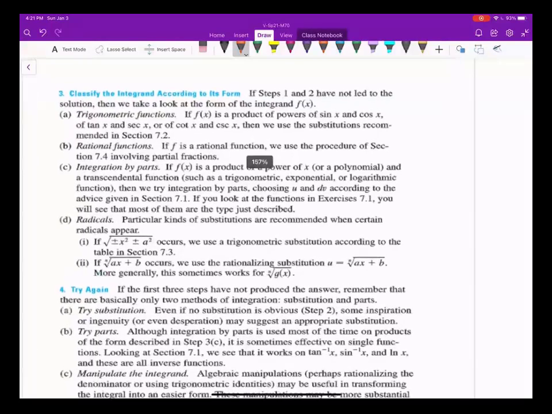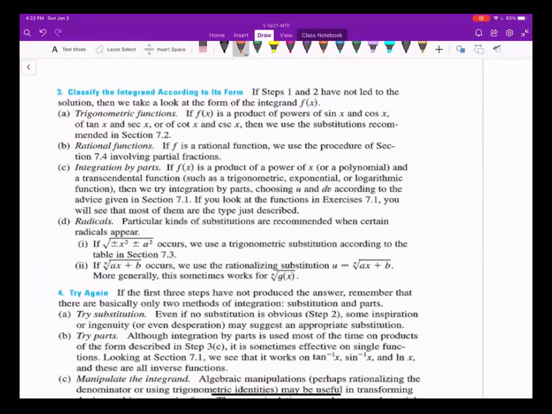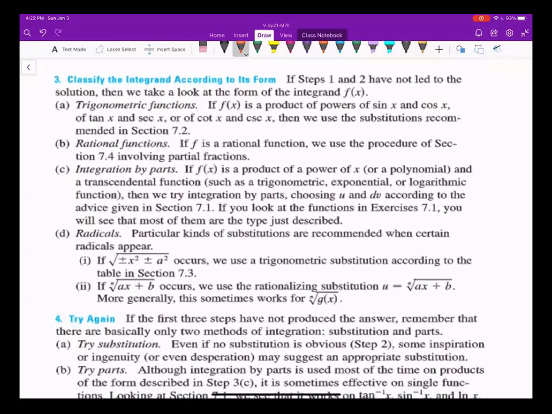If step one and step two do not work, meaning you're not able to simplify, or the simplification of the integrand is very complicated, or ordinary substitution doesn't work, then there are several strategies that you already learned. Look at the expression inside the integrand. What kind of functions is it? Is it made up of trig functions? Is it a combination of sine or cosine? Or tan and secant? Or cotangent and cosecant? Which exponent is odd? Which exponent is even?